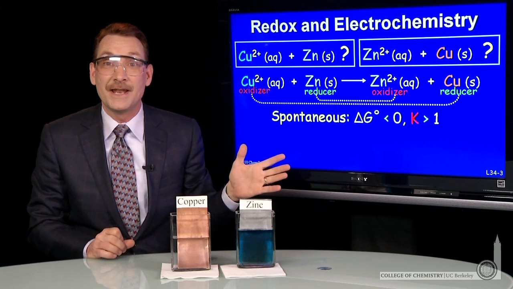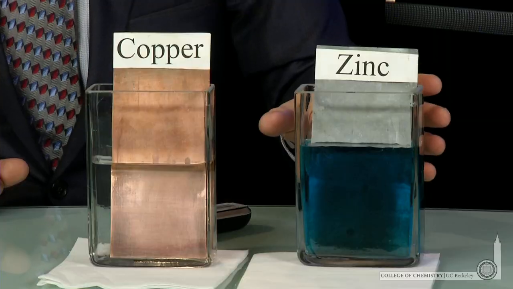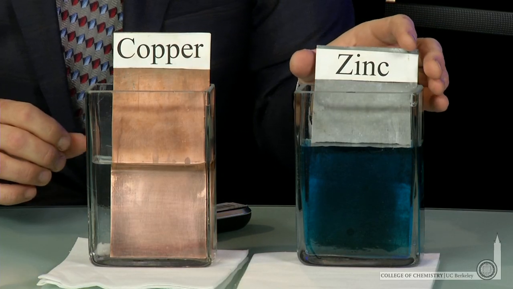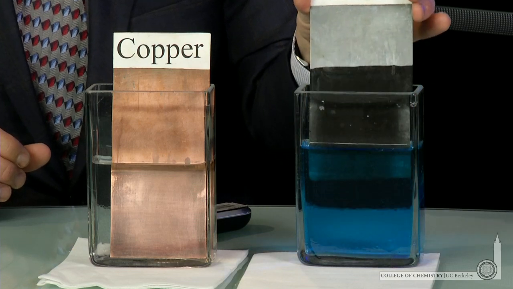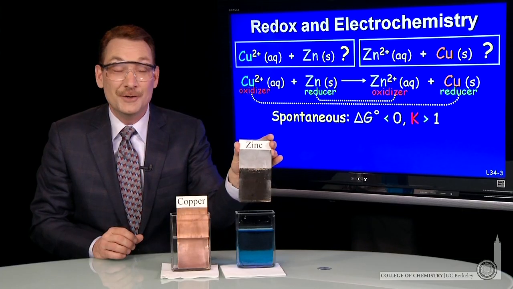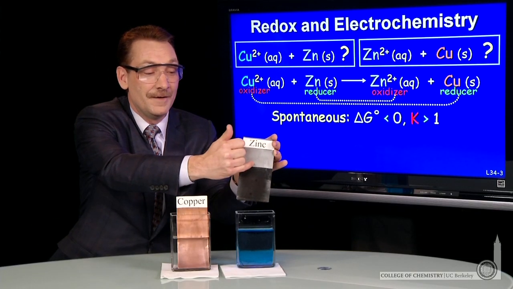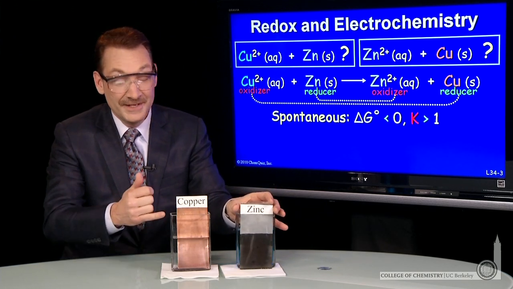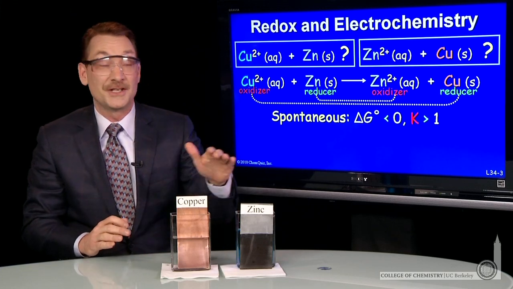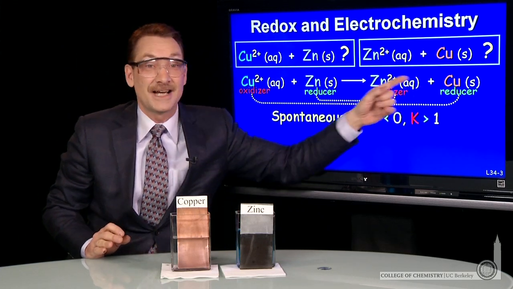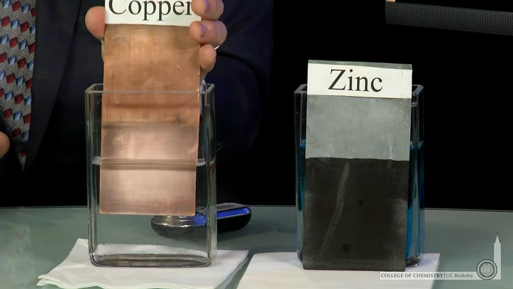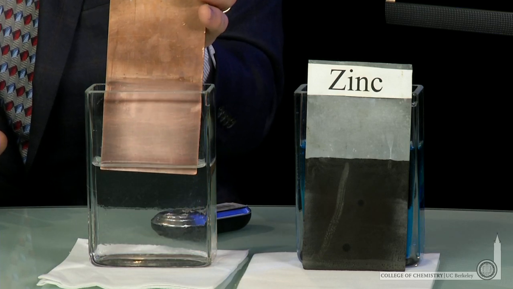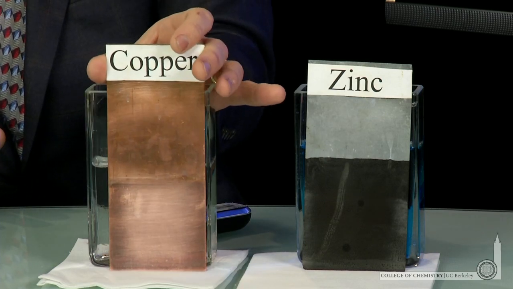And where does the copper metal end up? The copper metal ends up plating out onto the zinc metal. So as I pull out now the zinc, you can see it has a film of copper metal deposited on it. On this side, there's no reaction. This represents the reverse reaction, zinc ions and copper metal, and that's the thermodynamically favored state, to have copper metal and zinc ions. So no reaction occurs on this side.